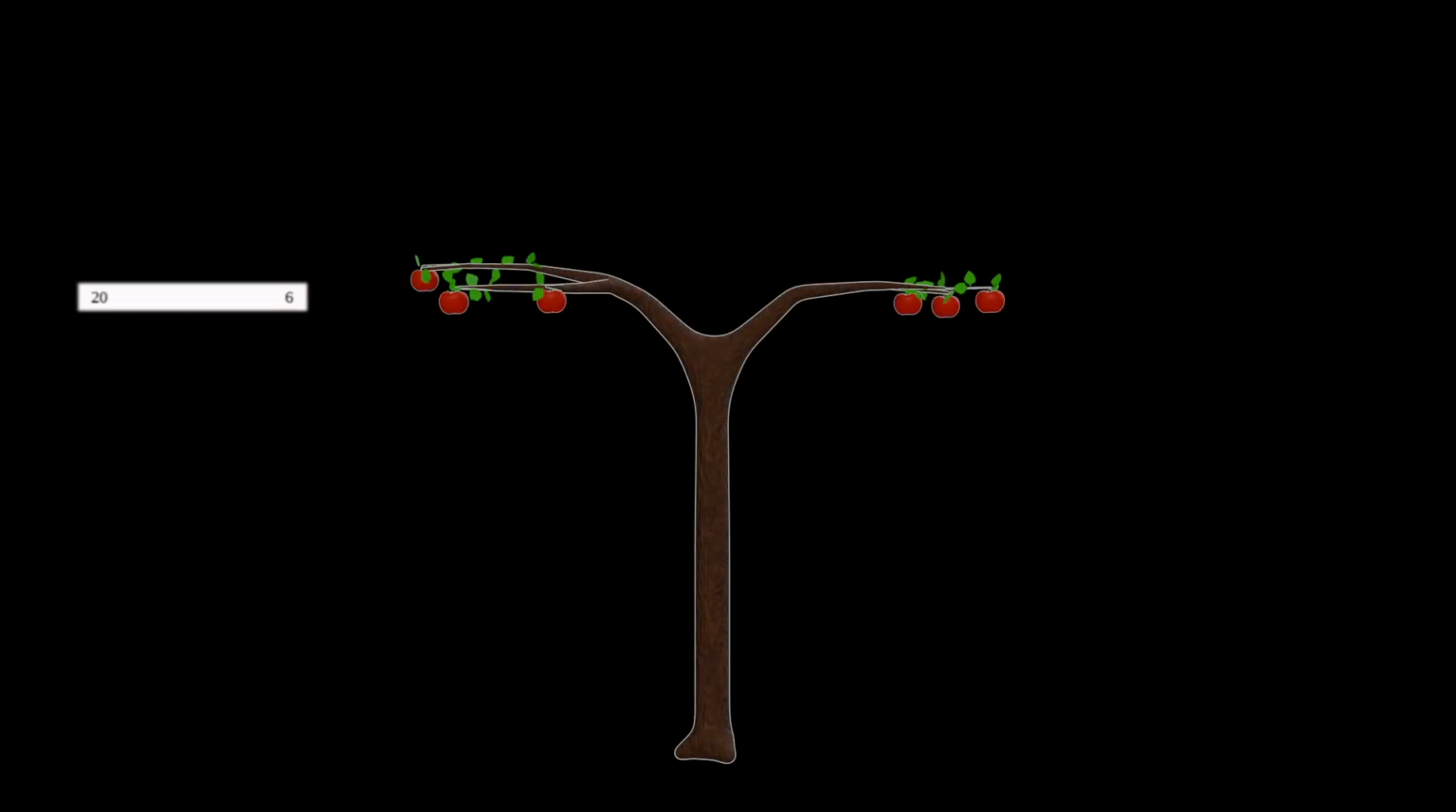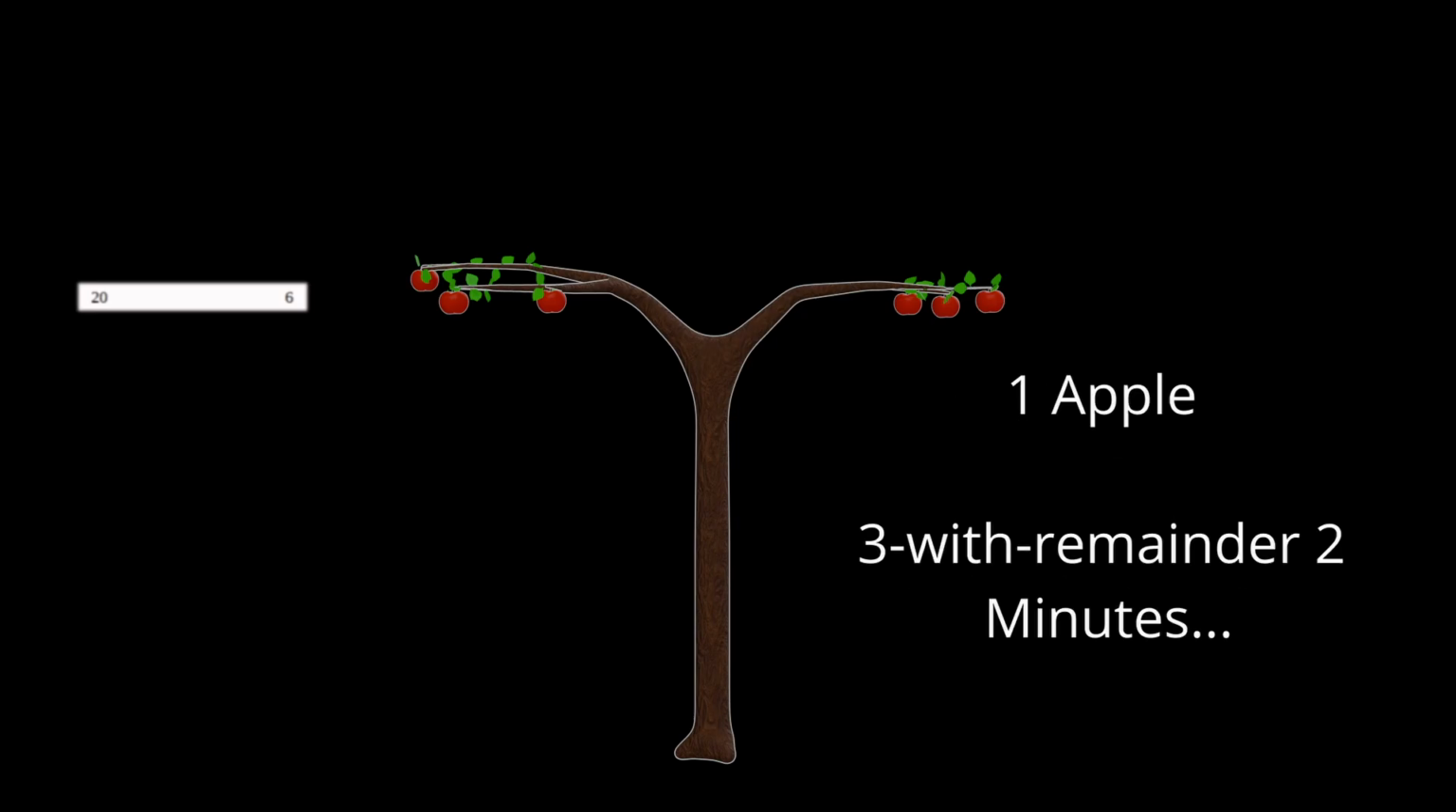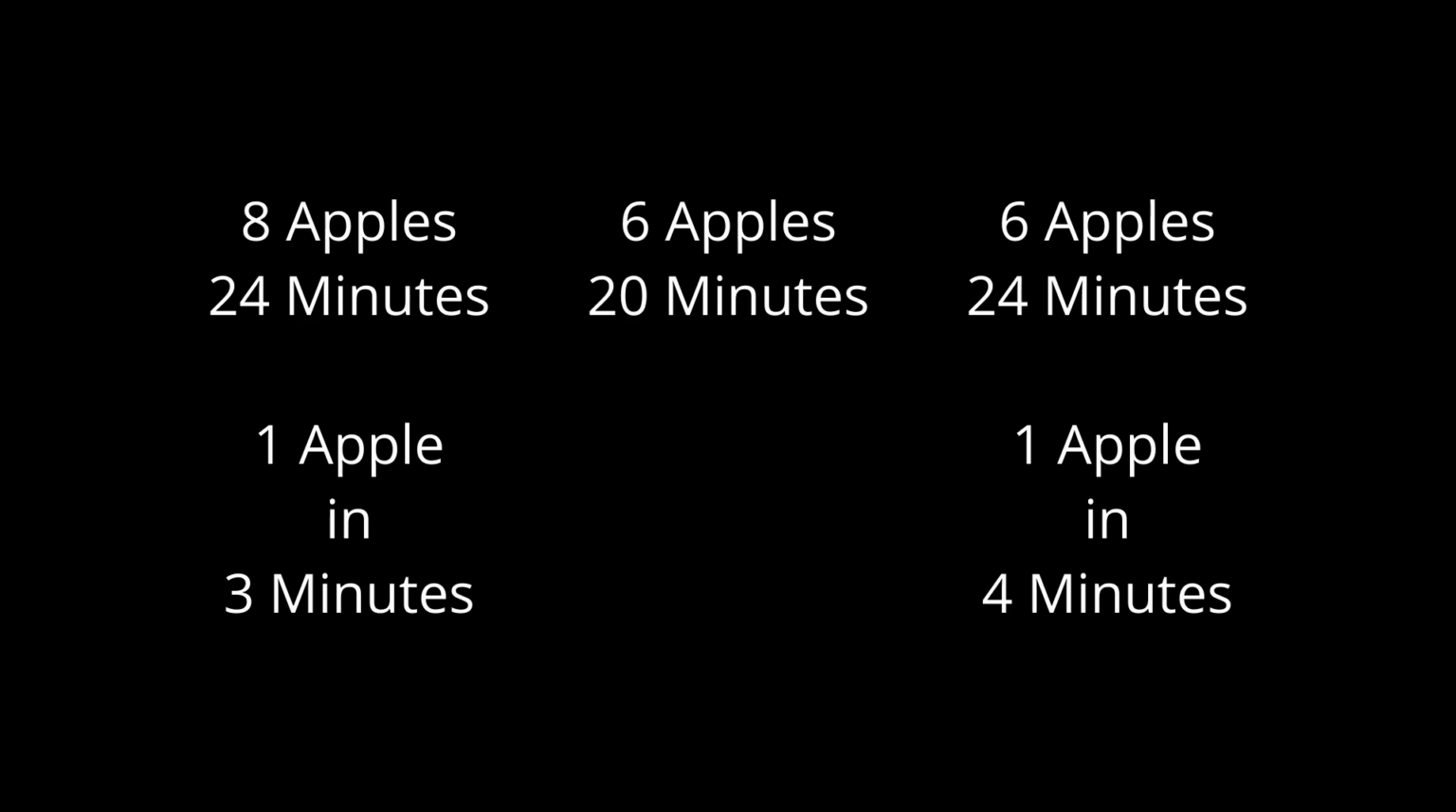But what about this tree here? I gathered 6 apples from this tree, and it took me 20 minutes to do so. I can divide 20 by 6, but I end up with 3 with a remainder of 2. I'm not sure what to do with that. It's not quite 1 apple in 3 minutes, but it's also not quite 1 apple in 4 minutes. It's something in between.